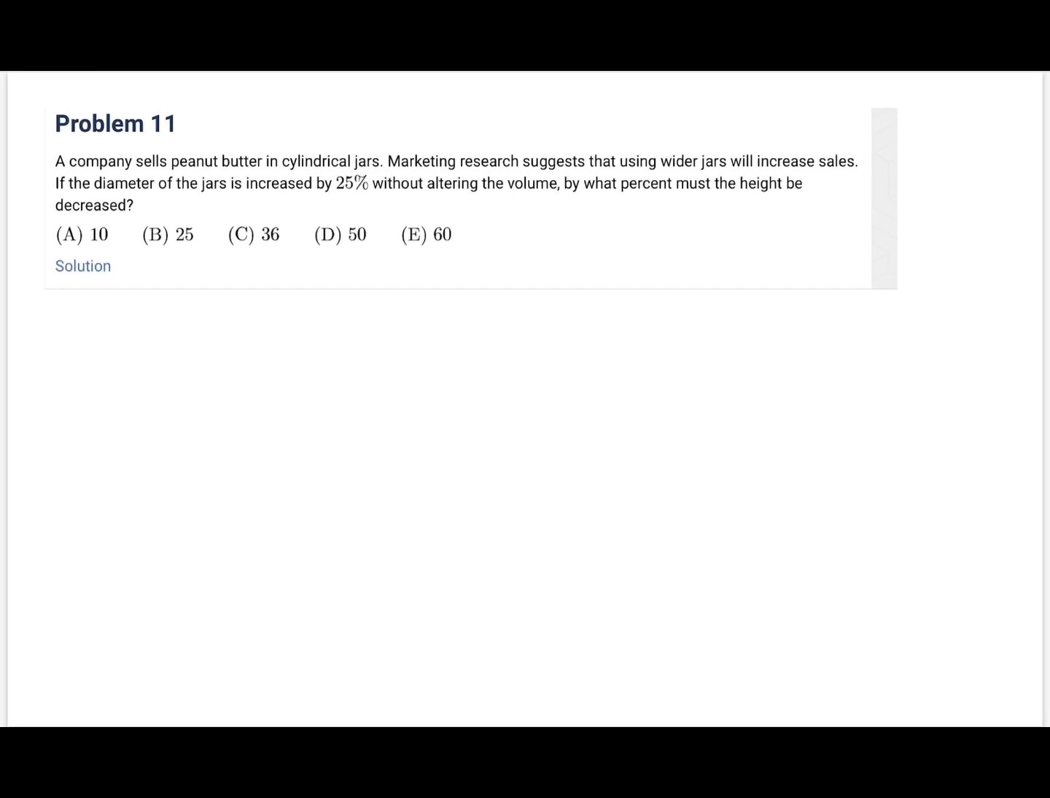Problem 11. A company sells peanut butter in cylindrical jars. Marketing research suggests that using wider jars will increase sales. If the diameter of the jars is increased by 25% without altering the volume, by what percent must the height be decreased? So the diameter increased by 25%. This also means that the radius will be increased by 25%, right?